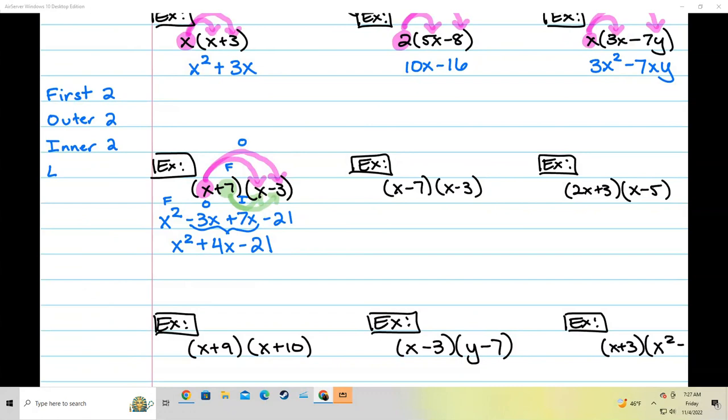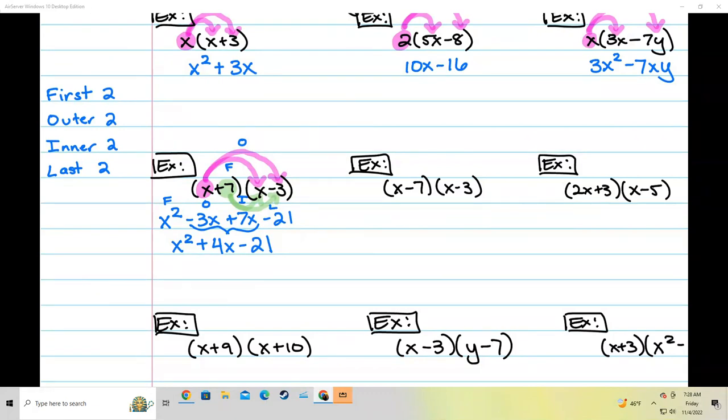And then the last two, the L stands for the last two. That means on each parentheses, you multiply the last two things. This is the last one from this parentheses, and this is the last one from this parentheses. You multiply the 7 times the negative 3, and that gives you the negative 21. So there's your L right there. Okay, so that's what they mean by FOIL. Which one do you like better? I don't know, everyone's a little different. I personally don't like it, but other students do. So I'm just going to keep flip-flopping back and forth, and then we'll see what you prefer.